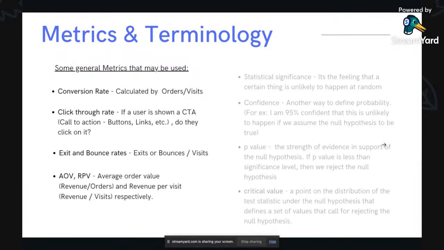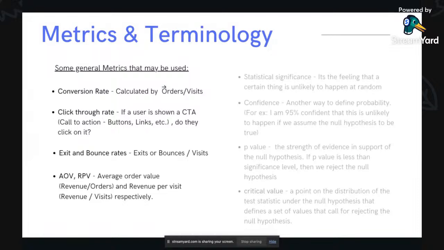Then over here, we have some metrics and terminology. On the left, you can see a lot of metrics. What I mean by metrics here is that there are many things that are really important. Before even diving into the A/B test, we need to define what the metric for that particular test would be. These are some of the general metrics that usually are used in the industry, and there may be more that I'm not aware of.